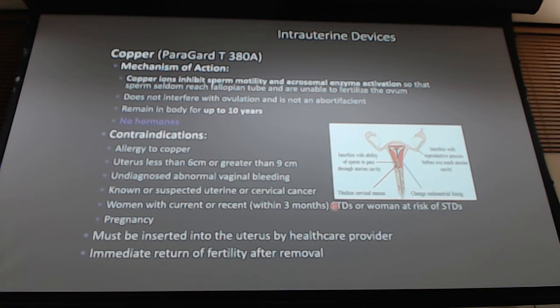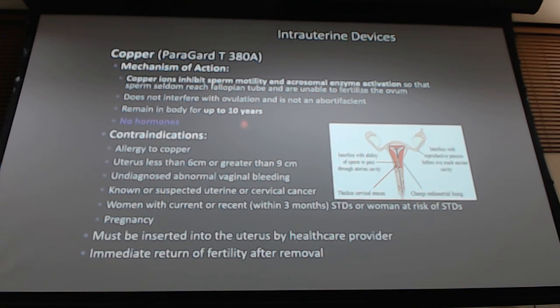Looking at your copper IUD, we only have one, Paragard, with no hormones, and remember that you're likely to have heavier bleeding and more cramping whenever they have their period. This works, as hinted by the name, through the copper ions, which keep the sperm from moving around and make the environment not a great place for the sperm to get to that egg.